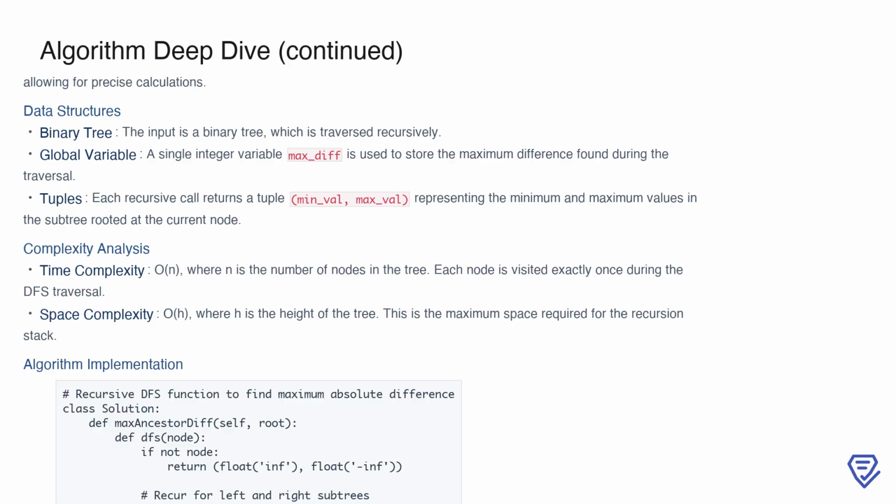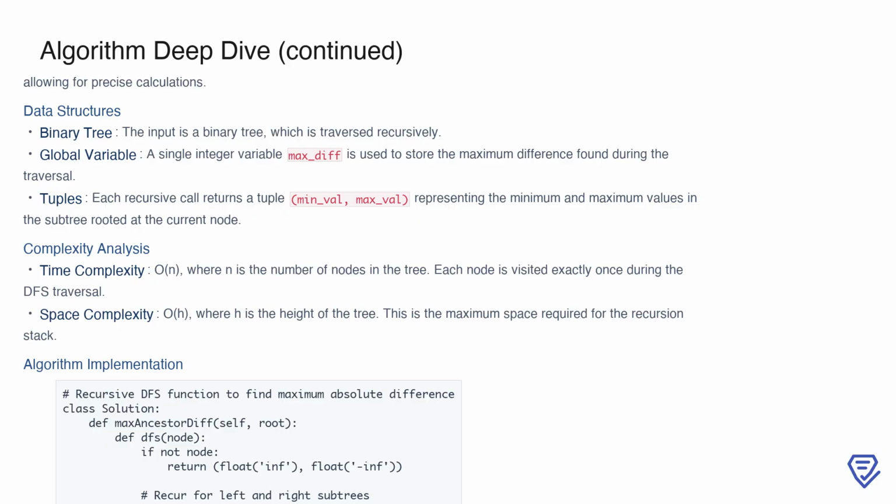The tree is traversed using depth-first search, which is ideal for this problem because it allows us to compute the necessary values for each subtree before propagating them upwards. This avoids redundant calculations and ensures that each node has complete information about its subtree. The data structures we use include the binary tree itself as the input, a global variable max_diff to store the maximum difference found during the traversal, and tuples to represent the minimum and maximum values of each subtree. This design ensures that the algorithm is both memory efficient and easy to implement.